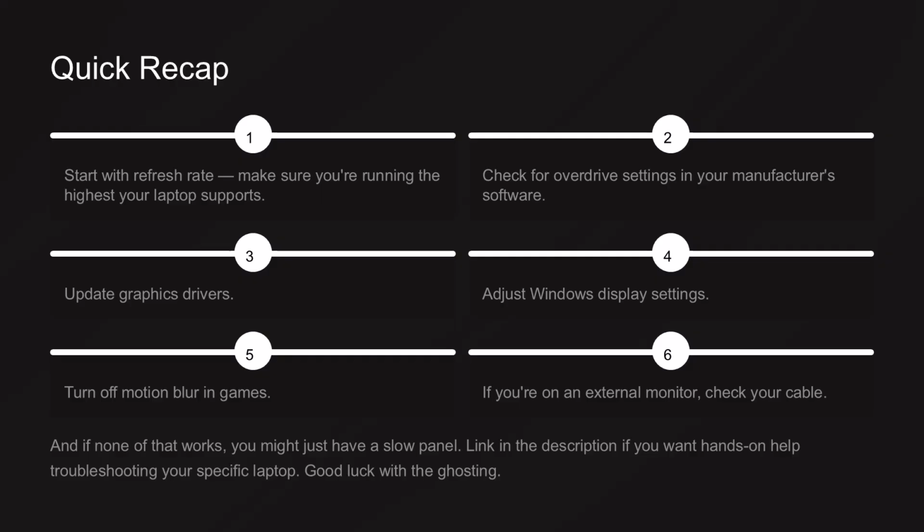Quick recap. Start with refresh rate. Make sure you're running the highest your laptop supports. Check for overdrive settings in your manufacturer's software. Update graphics drivers. Adjust Windows display settings. Turn off motion blur in games. If you're on an external monitor, check your cable. And if none of that works, you might just have a slow panel.